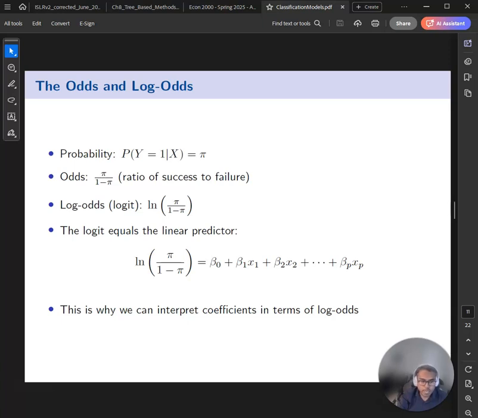So log of pi by 1 minus pi equals beta naught plus beta 1 x1 plus beta 2 x2 up to beta p xp. This is really important because it means that we can interpret our coefficients in terms of log odds. While the relationship between our predictors and the probability is non-linear, that is that S-shaped curve, the relationship between our predictors and the log odds is perfectly linear. And this gives us a clean way of interpreting the model that we will discuss more in just a bit.